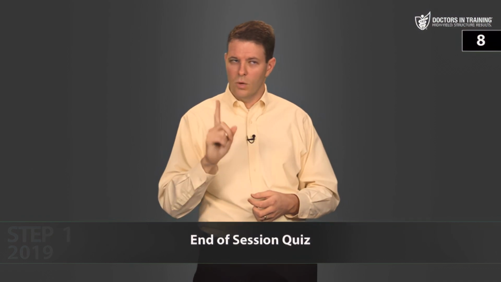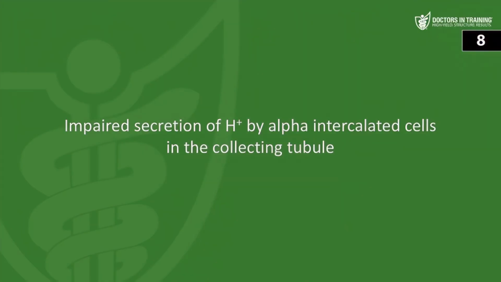It's type 1, one letter, hydrogen. The defect is impaired secretion of hydrogen ions by the alpha intercalated cells in the collecting tubule.